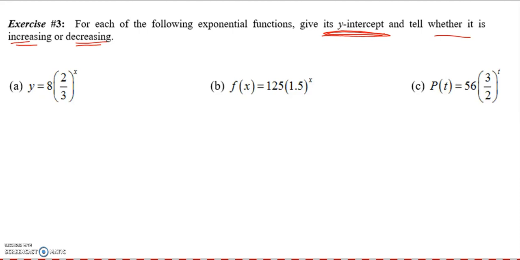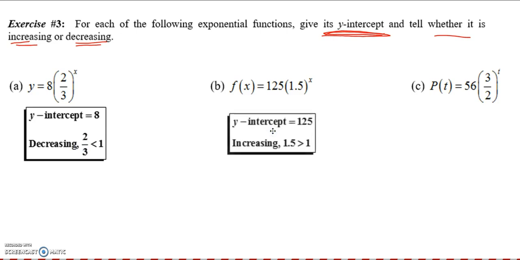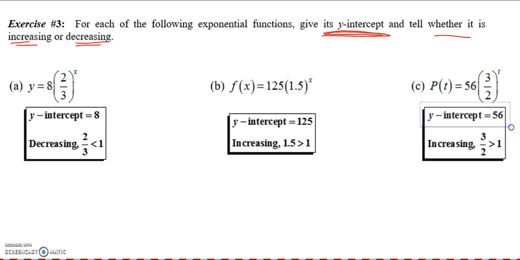Okay, how'd you do? So for part A, hopefully you said the intercept was 8, and it's decreasing because remember this is the a, so 8 is the intercept, and this is less than 1, so therefore that is a decreasing exponential function. For question B, you should have said the intercept was 125, and 1.5, that's your b, is bigger than 1, so that is an increasing exponential function. And finally, for part C, you should have said the y-intercept is 56, and 3/2 is greater than 1, so that is also increasing. So it's good to be able to identify these fairly quickly.